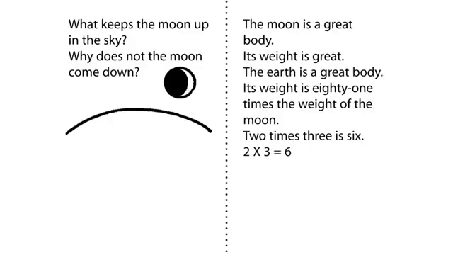What keeps the moon up in the sky? Why does not the moon come down? The moon is a great body. Its weight is great. The earth is a great body. Its weight is 81 times the weight of the moon. 2 times 3 is 6.